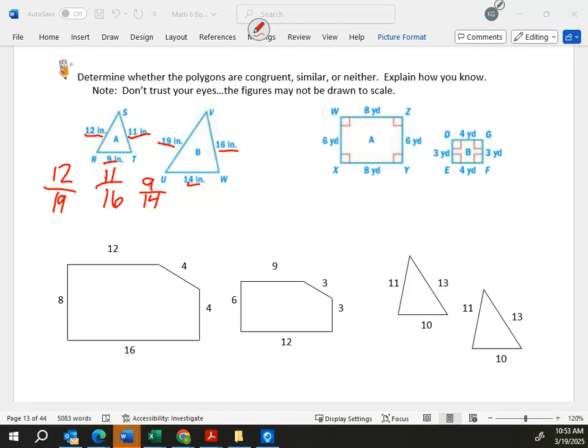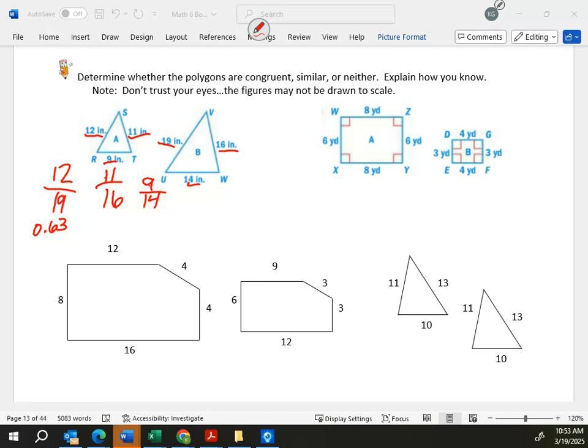What is 12 divided by 19? Who has a calculator up? I can't do that in my head. What is 12 divided by 19? James? 0.63. Because we always just round to that hundredth place.